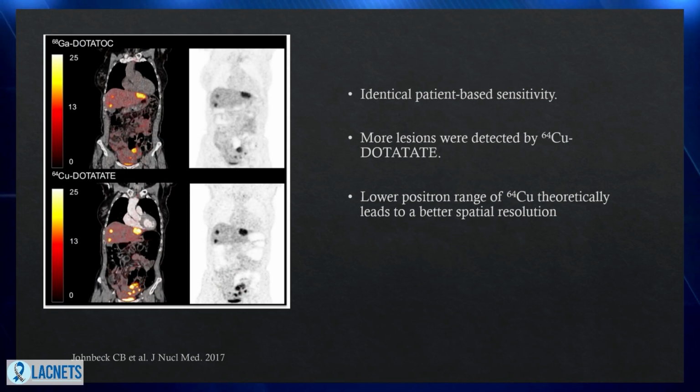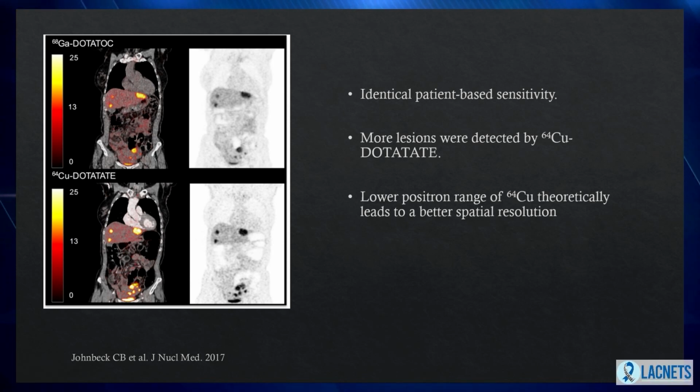Now, how do the two compare head to head? This is one of the studies that compared copper dotatate to gallium DOTATOC, which is similar to gallium dotatate. It showed that on a patient basis they were identical, but a few more lesions were seen by copper dotatate. Specifically, the tiny lesions were seen better with copper. This is because of some of the physics properties of copper versus gallium. Copper allows for a little better spatial resolution.